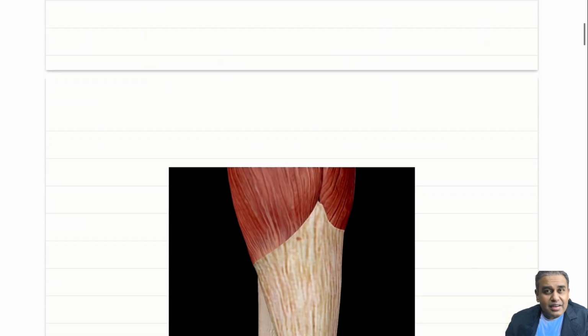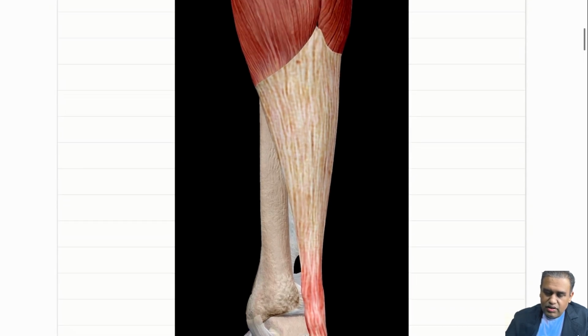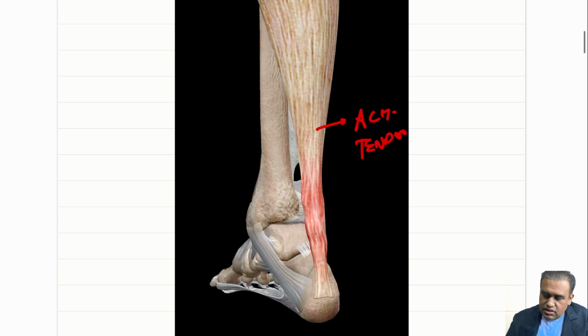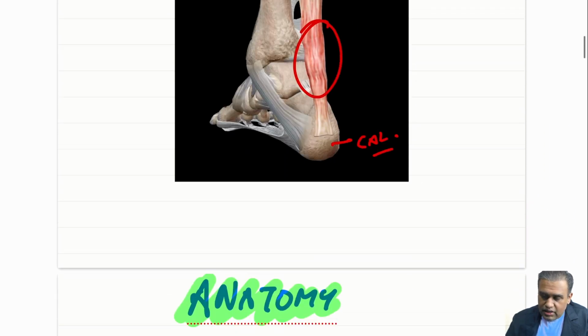So what is Achilles tendon rupture? You can see in this particular image, this is the Achilles tendon over here, and this tendon goes down and inserts into this bone, the calcaneus, and you can see some inflammation around this area. Just to show you what this tendon is, let me come to the anatomy part.